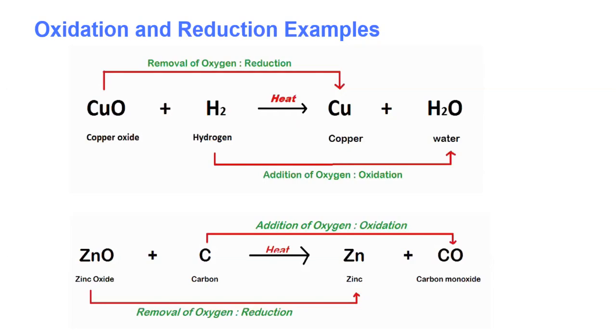Look at the second example. Zinc oxide reacts with carbon to produce zinc and carbon monoxide. Here, carbon gained oxygen to form carbon monoxide. So, carbon is oxidized and zinc oxide lost oxygen to form zinc. So, zinc oxide is reduced.